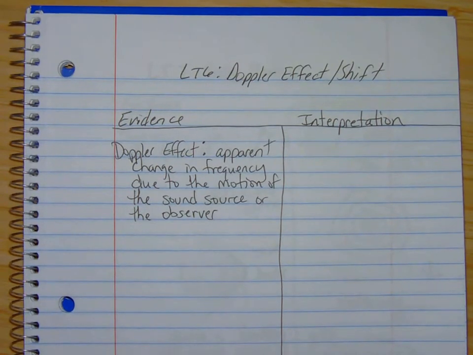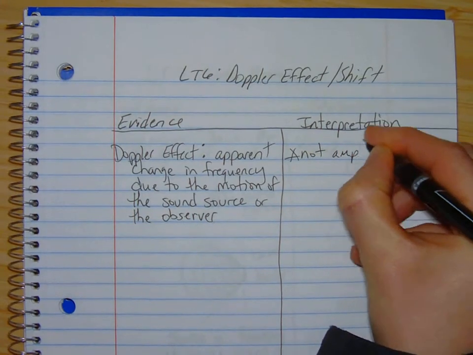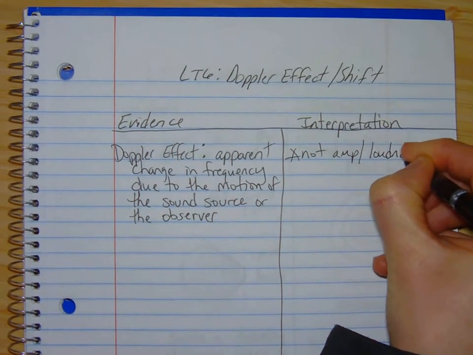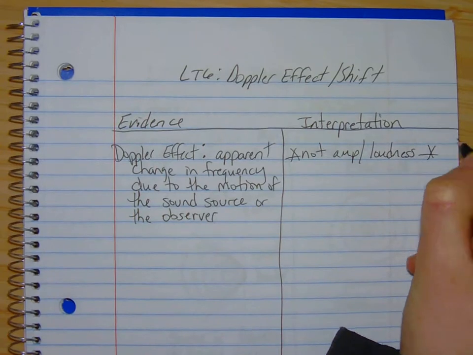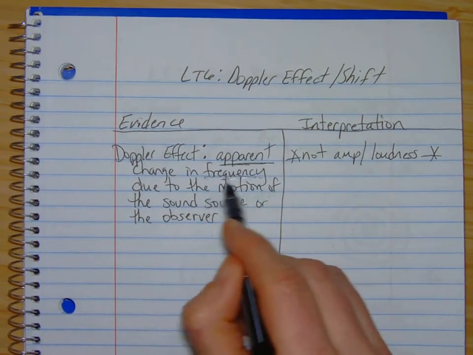What the Doppler effect is not: it has nothing to do with loudness. Of course waves lose their amplitude the farther they get from the source. They're going to lose some of the energy in the medium. That is not the Doppler effect. This is not amplitude or loudness. That has nothing to do with the Doppler effect.